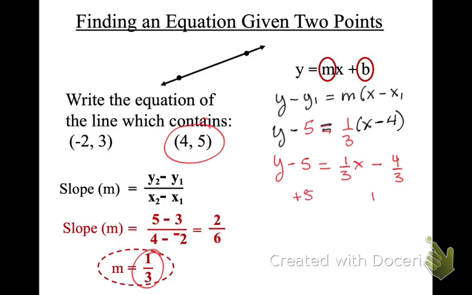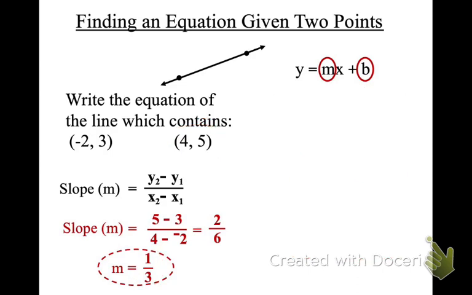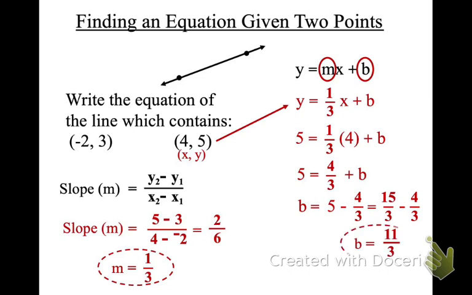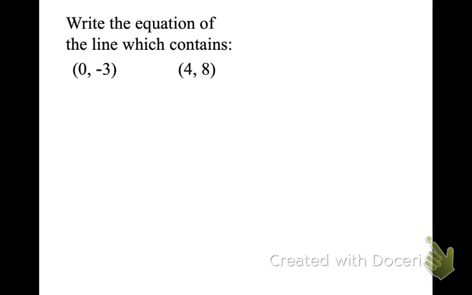I'm going to add 5, but over here I'm going to call that 5 something different. What over 3 would give me a common denominator? It would be 15. So y equals 1/3 x plus 11/3. And there we have it in slope-intercept form. Now if I had substituted it in here, I'm just substituting the 4 for the x and the 5 here. And there we are in slope-intercept form.